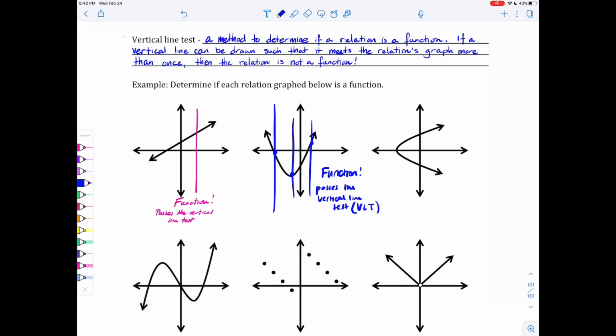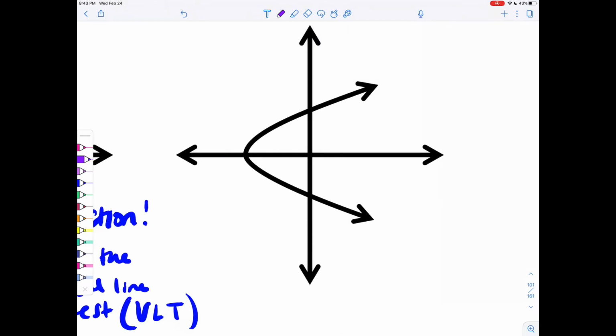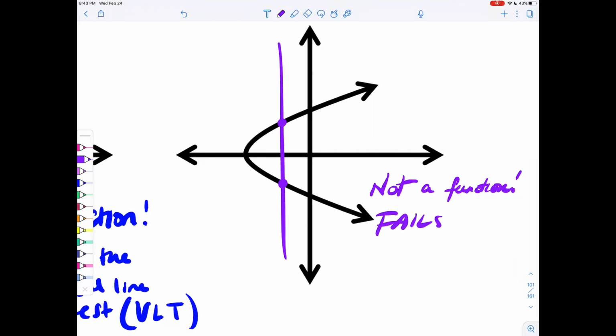I'm going to draw a vertical line. Oops. Oh, so close. Vertical line. That's a good one. I'm going to take that vertical line and drag it across. It's hitting nothing, nothing, nothing. Boop! It's got a 1 in there. And then, whoa! This is hitting this relation twice. Right there. And right there. Double whammy. So that's a hard no. This is not a function. It fails the vertical line test.